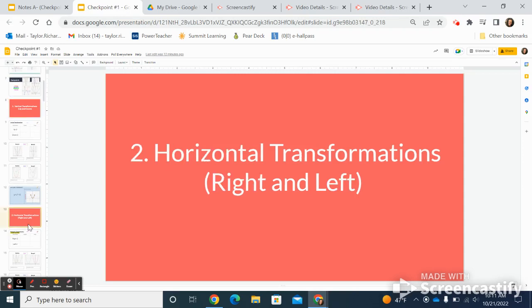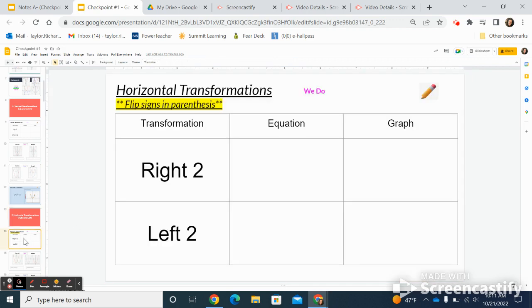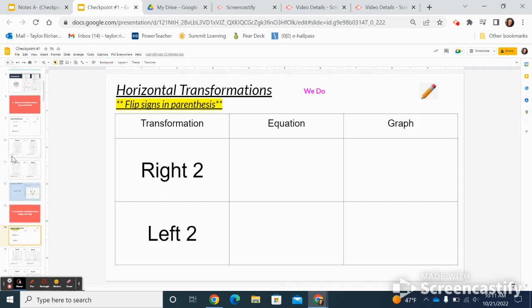Okay, our next transformation we're going to learn about is called horizontal. Remember, our last one was vertical, up and down. Horizontal is right and left. So how can I move my graphs to the right and how can I move my graphs to the left? Okay, so this is the next slide.